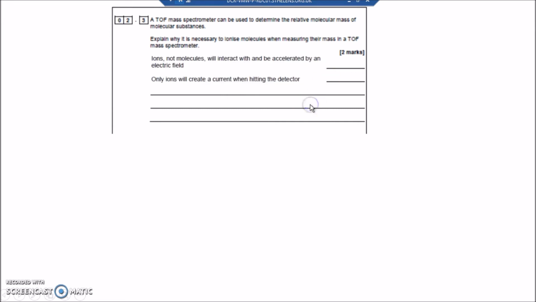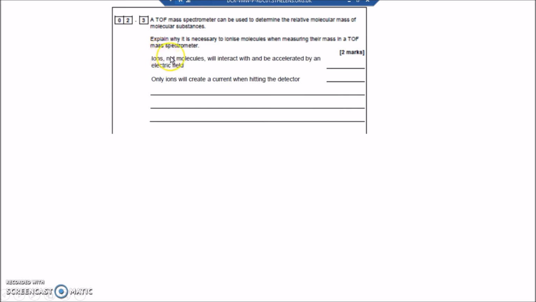The time-of-flight mass spectrometer can be used to determine the relative molecular mass of molecular substances. Explain what is necessary to ionize, in other words, turn the particles into plus ions when measuring their mass in a time-of-flight mass spectrometer. Well, you need to accelerate them. So you have plates with small holes in them that are negatively charged, and the plus charged particle that you've just made is accelerated towards these plates. It goes through the plate and then hits a detector. When the plus charged particle hits the detector, it turns back into an atom, so it gets its electron back off the detector plate and forms atoms, and that generates an electric current that we can read.